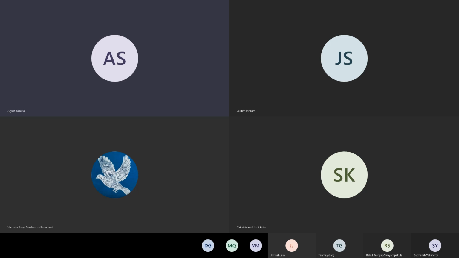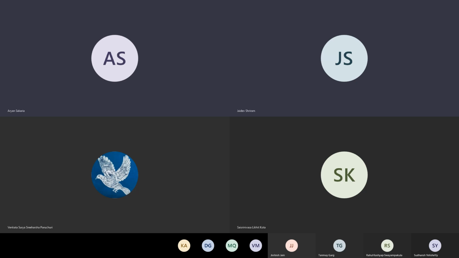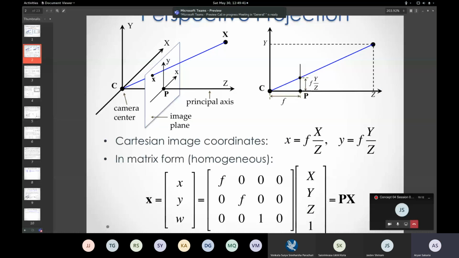If you have any doubts, please just ask. All right. Can you guys see my screen? No, not yet. I'm sharing my screen. Yeah, is my screen available? Can you guys see it?